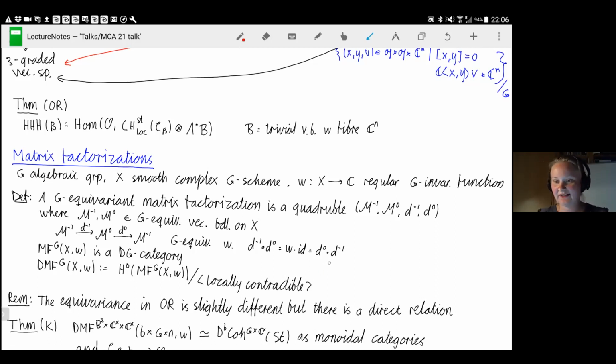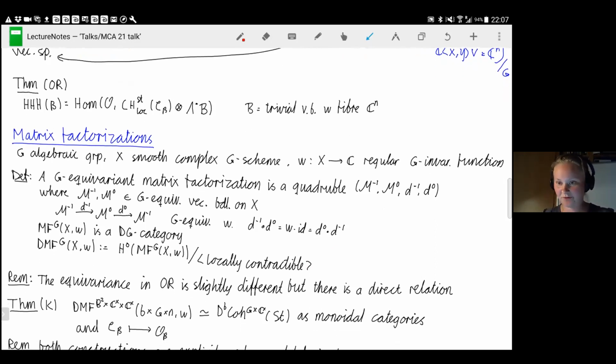Locally contractible means that there exists an open cover in the smooth topology, such that when you take your matrix factorization and restrict to each of them, you get something equivalent to 0. So it's not super important. And in the case where X is affine, you don't need any quotient at all, so there it's just void. Okay, so this is my favorite version of matrix factorizations.